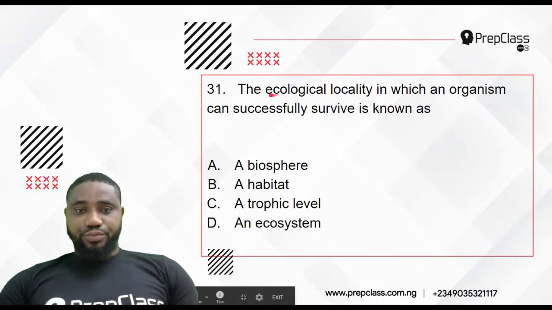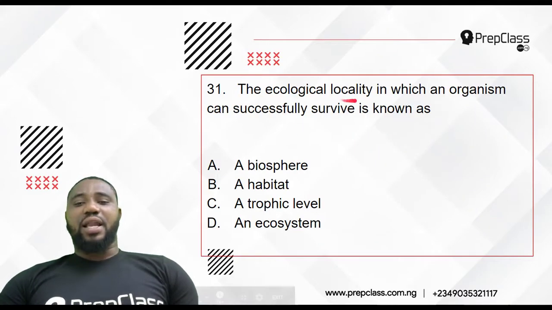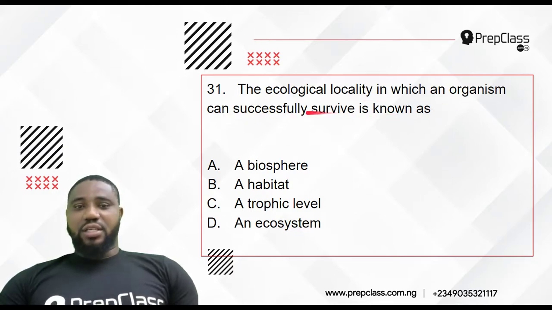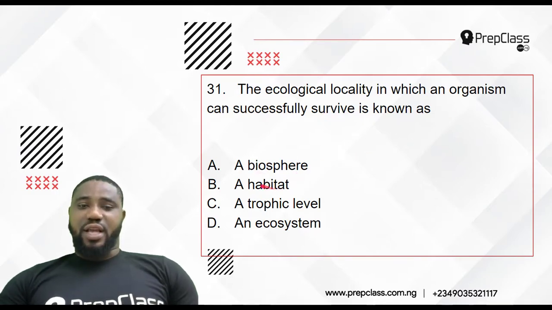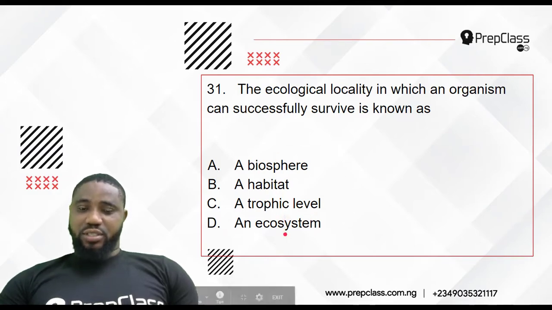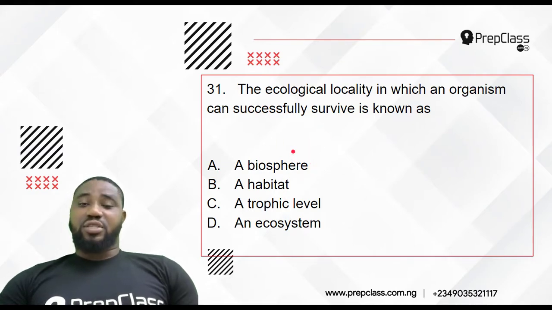Question 31. The ecological locality in which an organism can successfully survive is known as: is it a biosphere, is it a habitat, is it a trophic level, or is it an ecosystem? Now let us define all these things, then we can know what the right answer should be. That's where an organism can successfully survive.